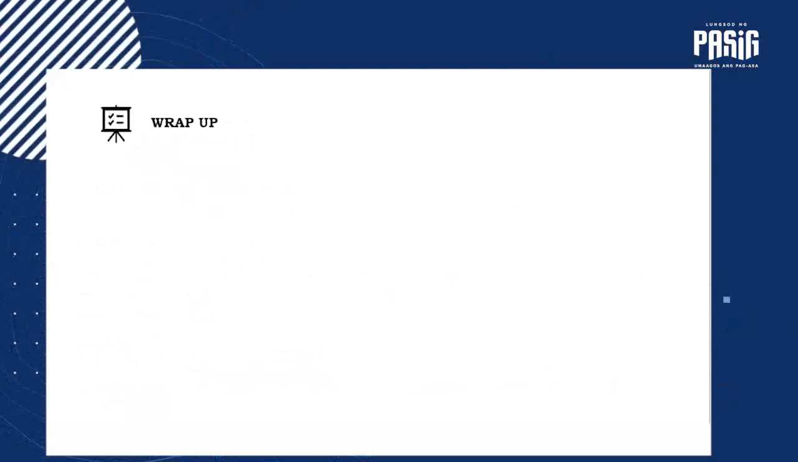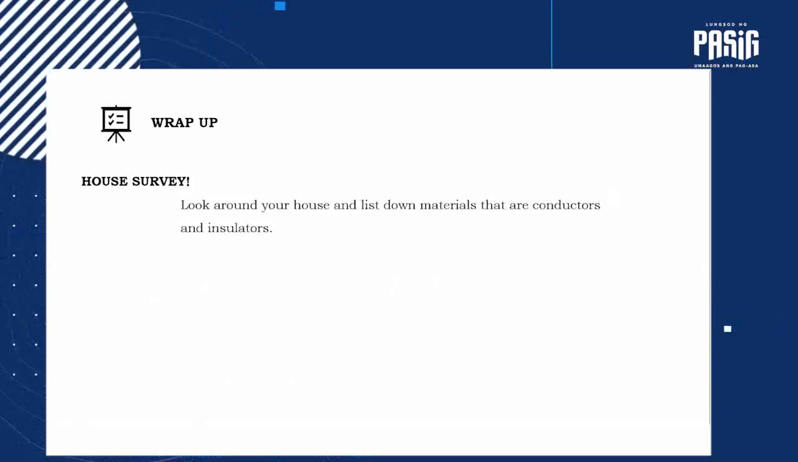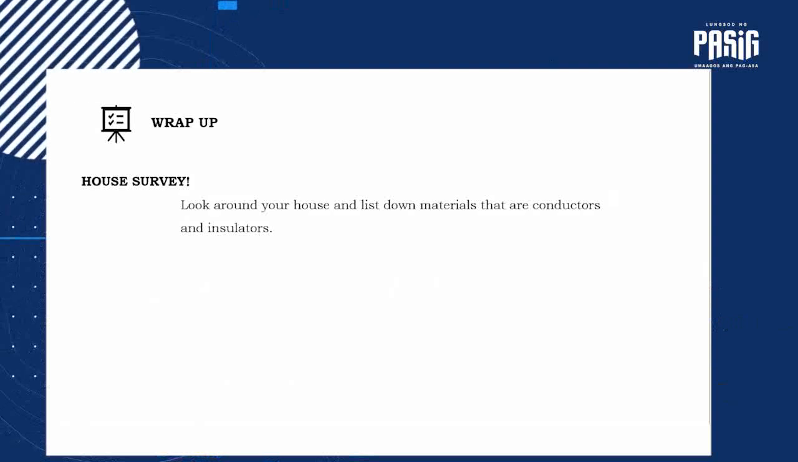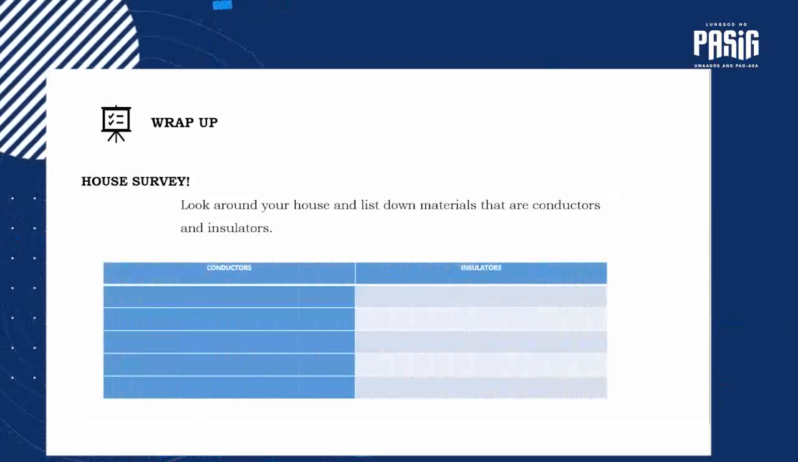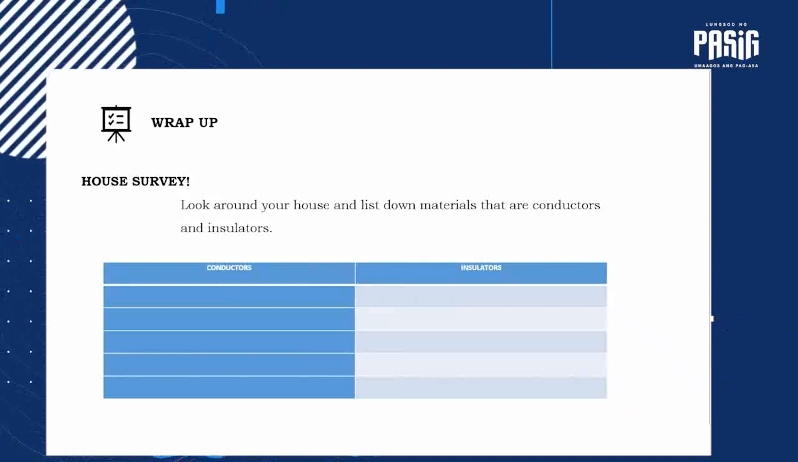Now for our wrap-up. House survey. Look around your house and list down materials that are conductors and insulators. So you can fill up the boxes or the columns that correspond to the conductors and insulators.